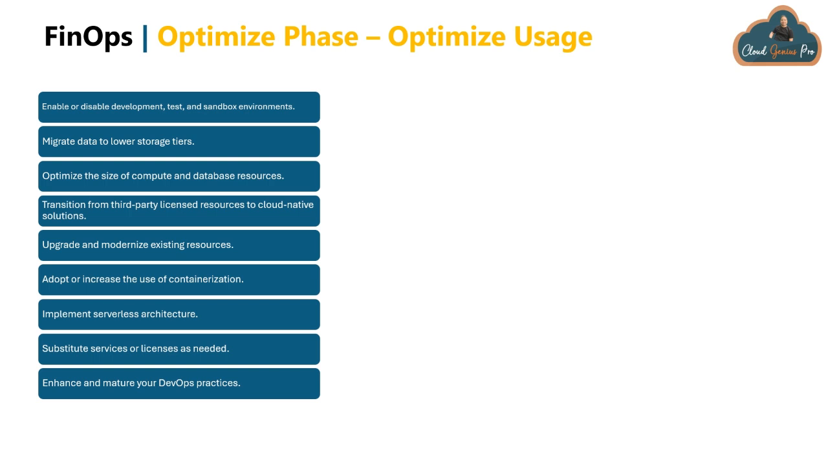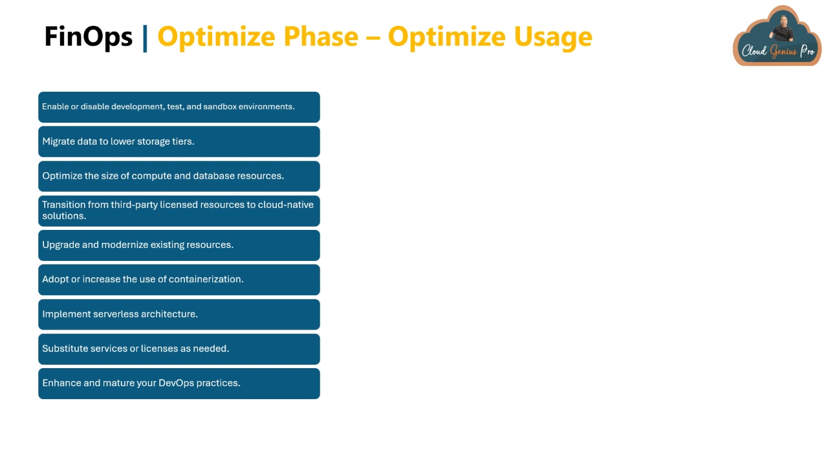So an example is GP2 to GP3 migration, right? If we move from GP2 to GP3, we will be able to save 20% cost and performance will also improve. Even if I am having 100 VMs with GP2 storage, we could migrate to GP3 in Azure. So in this way, these substitute services will also help us to optimize the usage.